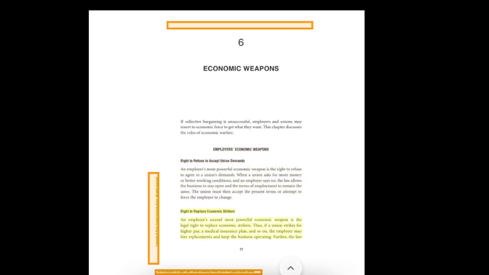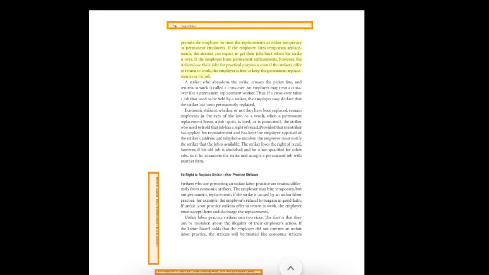Right to replace economic strikers. An employer's second most powerful economic weapon is the legal right to replace economic strikers. Thus, if a union strikes for higher pay, a medical insurance plan, and so on, the employer may hire replacements and keep the business operating. Further, the law permits the employer to treat the replacements as either temporary or permanent employees. If the employer hires temporary replacements, the strikers can expect to get their jobs back when the strike is over. If the employer hires permanent replacements, however, the strikers lose their jobs for practical purposes. Even if the strikers offer to return to work, the employer is free to keep the permanent replacements on the job.